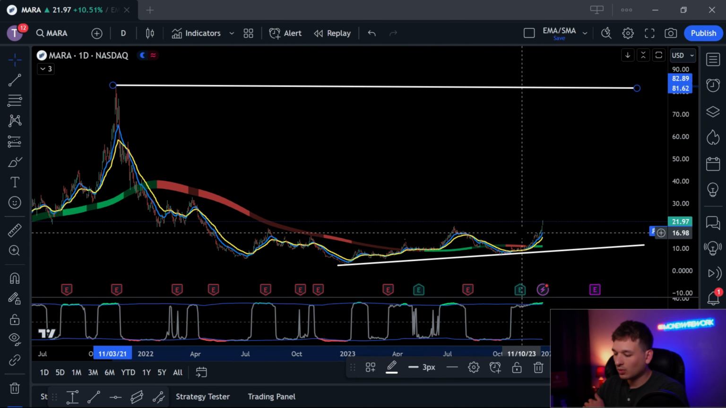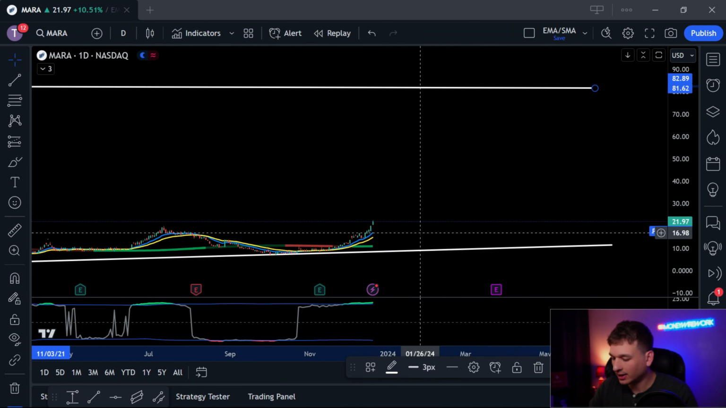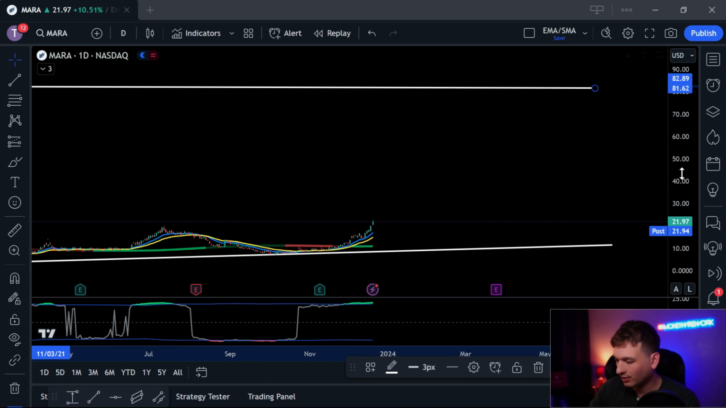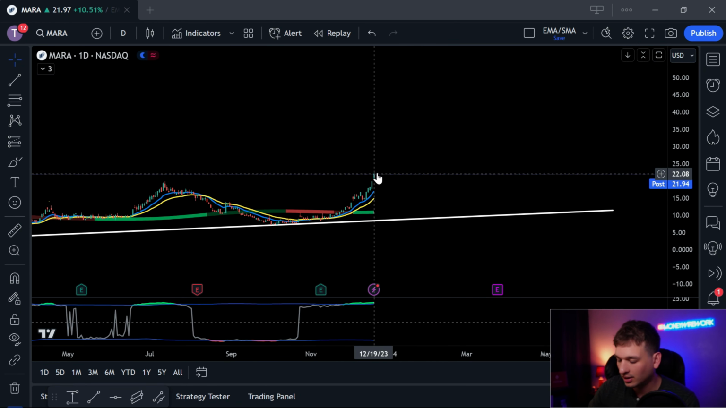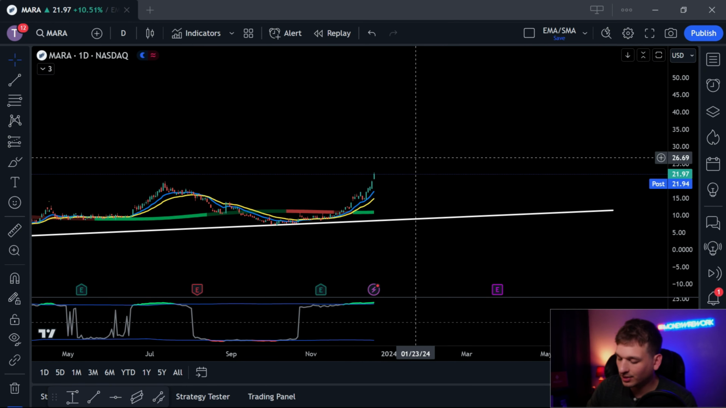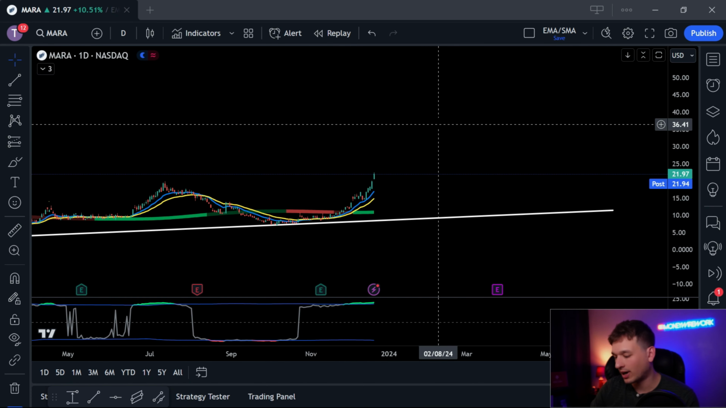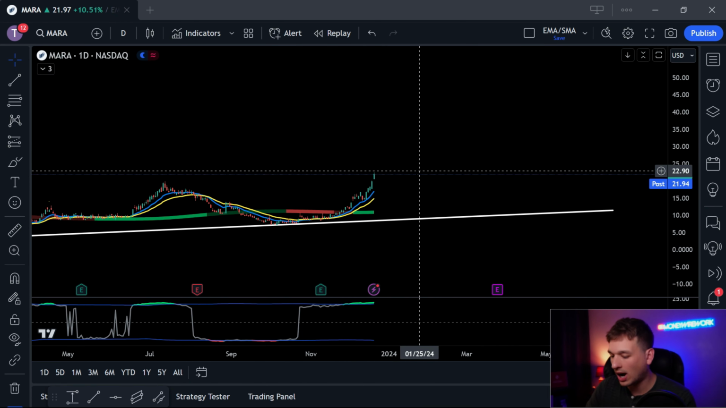Now, this might on the daily take a little bit of a breather, right? Because everything is going to come up, down, up and down. It's what direction it is heading to while it does that, right?